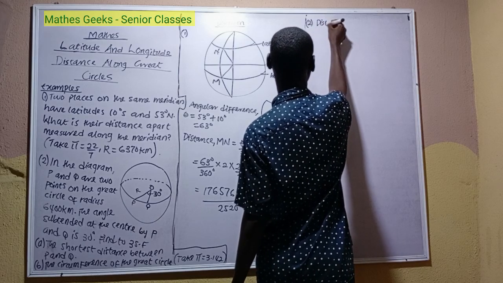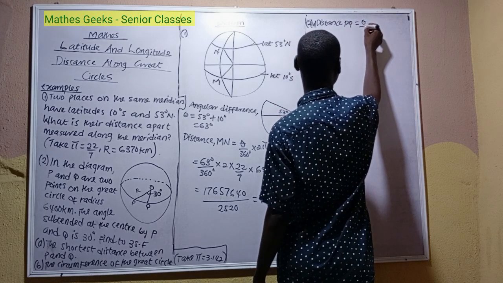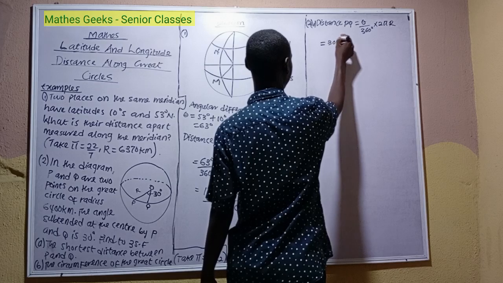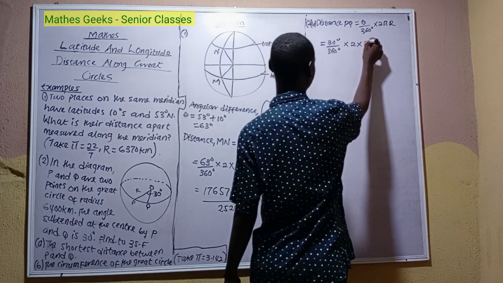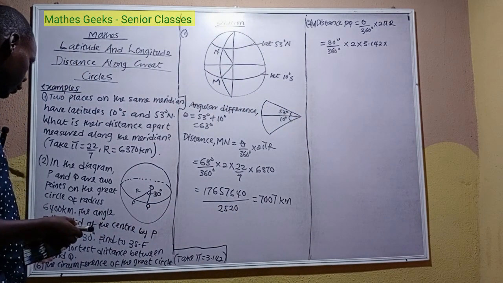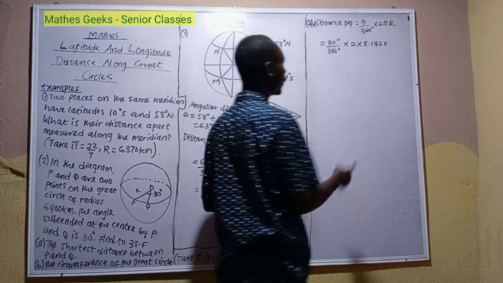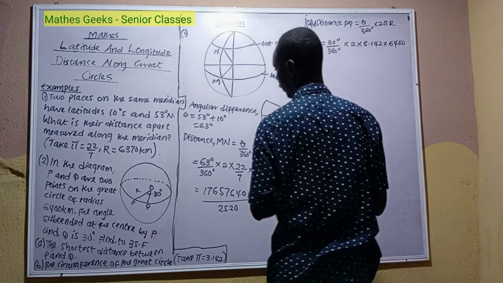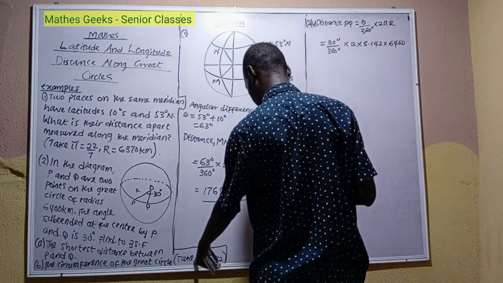So distance PQ, or this A distance PQ, is equal to theta over 360 degrees times 2 pi r. Theta here is equal to 30 degrees over 360 degrees times 2 times pi, take pi to be 3.142, and then radius of the earth. As from the question, we're told that r is equal to 6,400 kilometers. So always take note of the values given. Always ensure that the value for r is either 6,400 or 6,370. Don't use what you think the value is. Only check the question and use what is given to you. For instance, this question says take pi to be 3.142.